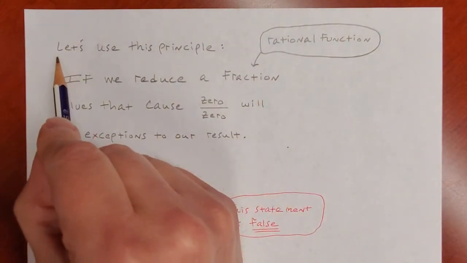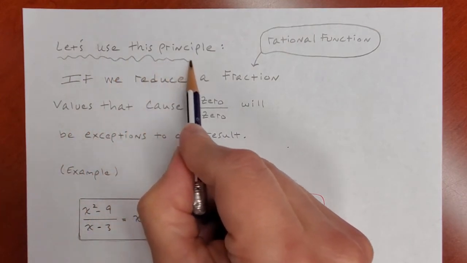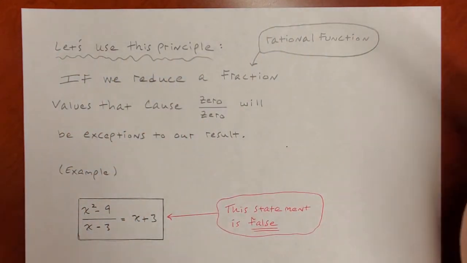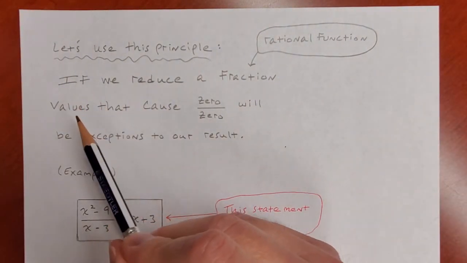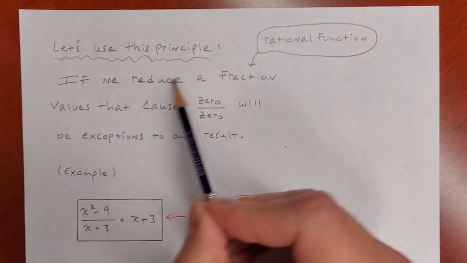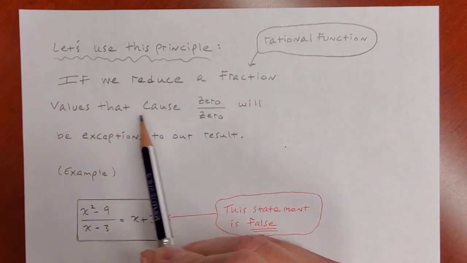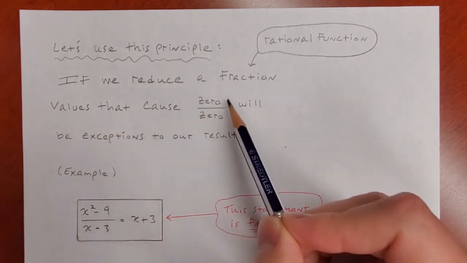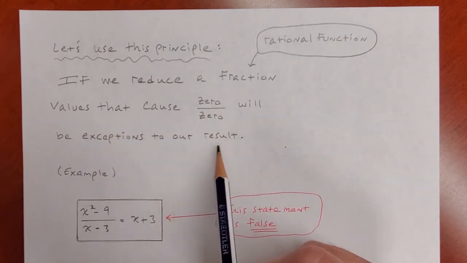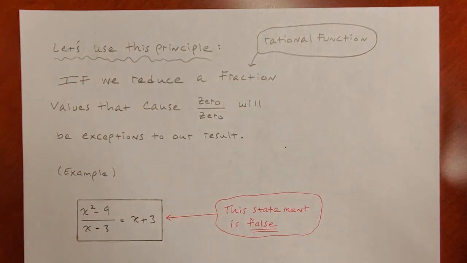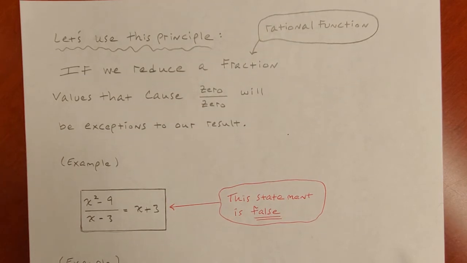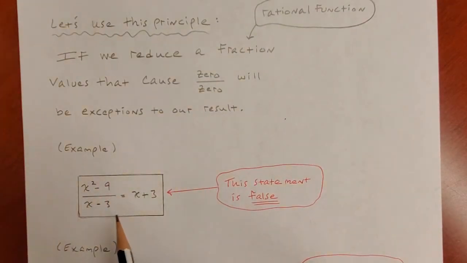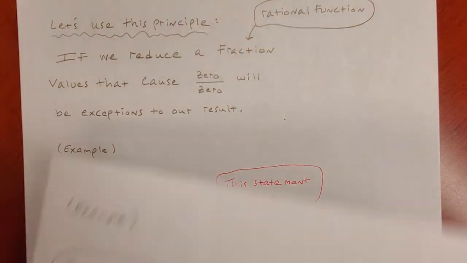But let's do this. Let's reduce it to a principle. Let's say, well, maybe I am overthinking it. Is there just some principle that I can tell you and you can just think about it like that? Well, yes. Okay. So here's what I've established in that last problem. If we reduce a fraction, values for the variable that cause 0 over 0 will be exceptions to our result. So what that means is this statement is false. Why is that? Well, I just showed you that if you put 3 in, this and that are not the same, right? Yeah, I proved it.